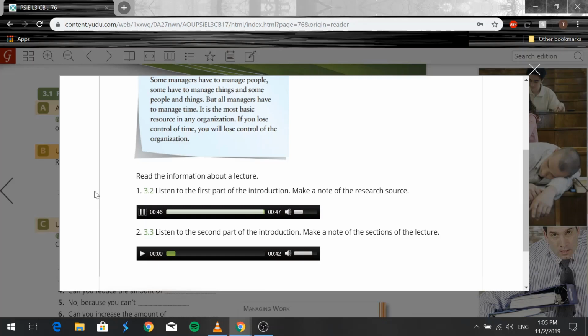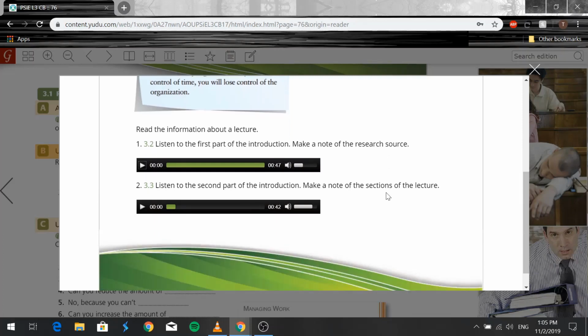Right, so based on what we just heard, it seems that the research source here is the book Managing Time by Melissa Raffoni. So that was the research source. Let's listen to the second part now, and let's make a note of the sections of the lecture. Okay, here we go. Track 3.3.